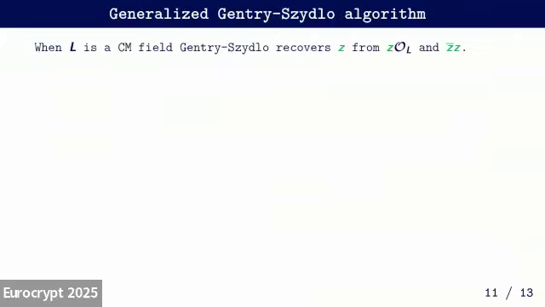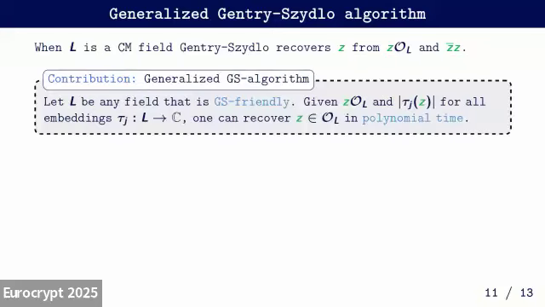And what we then would like to do is, well, what they do in the totally real case: this L is a CM field, and given this ideal and Z bar Z, which is exactly equal to A squared plus B squared in their case, they can use Gentry-Seidlow to recover the element Z. However, for our case, L is not a CM field, so we need to generalize this further.